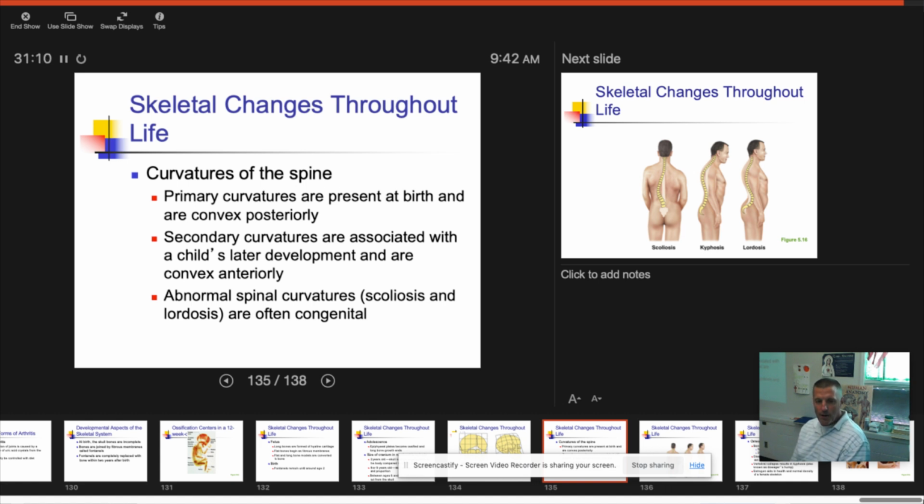Okay, so primary curvatures at birth are convex. That means that they curve out. If we go along the back of a small child, an infant, it would just be a perfect curve, as I said, from the base of their head to the top of their bottom. Then the secondary curvatures associated with later development are inward curves. And abnormal spinal curvatures, we looked at this before, nothing to write here, but just look at it.